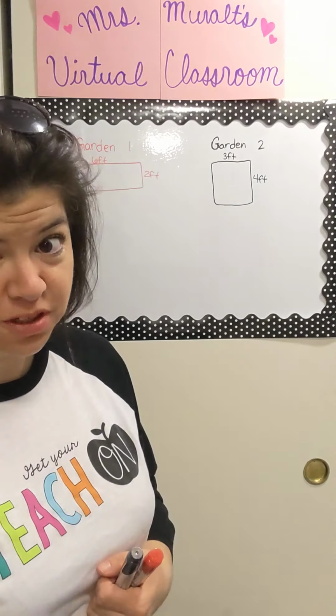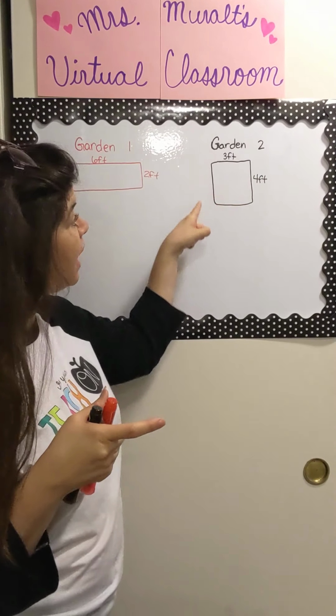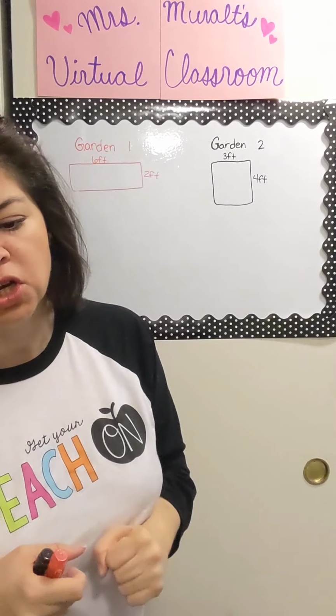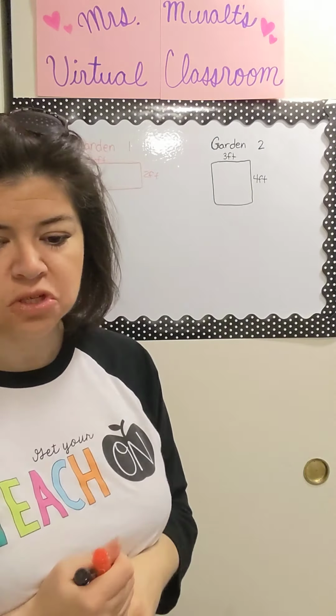Example 1. Elizabeth will build 2 fences, one surrounding each garden below. I've drawn the gardens behind me. How much area does each garden cover? And how much fencing, remember the fence is the perimeter around each garden, will she need? So let's start with garden 1. As you see, I drew it. It's 6 feet by 2 feet.